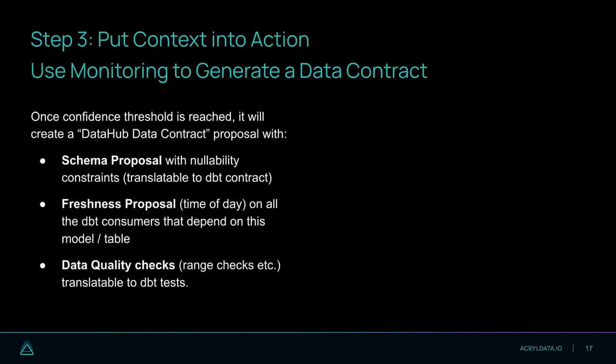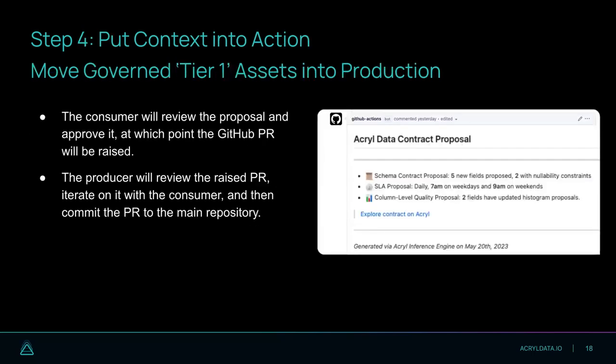But reactive monitoring and alerting is not enough. What you need is a much more proactive way to address these things. And that's where data contracts come in. Herschel is going to dive into this in a bit more detail, so I'll keep this one brief. As a quick refresher, data contracts allow you to specify constraints on things like schema, freshness, data quality checks, and so on.